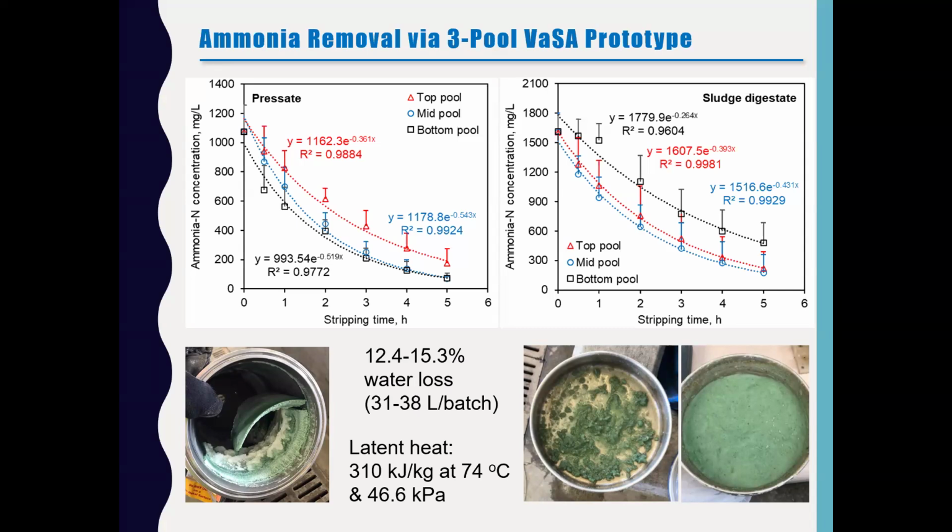The problem we found is that we load 250 liters per batch, and 12 to 15% of the water is lost as vapor. That matters because vapor carries latent heat. If you lose more water as vapor, you lose latent heat. That means you need to reduce water vapor loss to reduce energy consumption for heating.